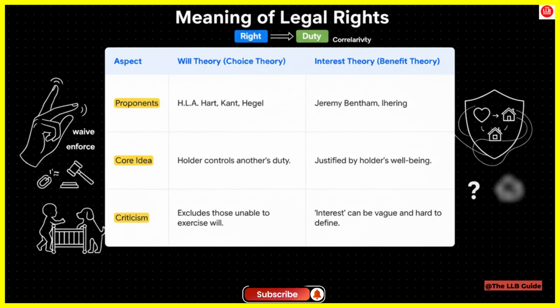On the other side, you've got the interest theory, backed by jurists like Bentham and Ihering. It justifies a right because it protects something vital to our well-being. It's more inclusive, for sure, but its weakness is that the idea of an interest can be a bit vague, like which interests are important enough to get legal protection. A good exam answer really needs to talk about both of these theories.